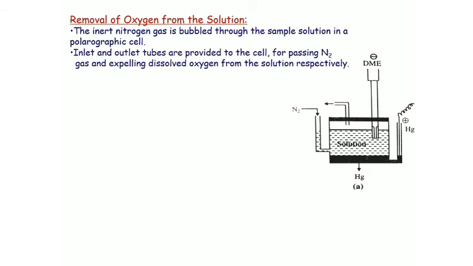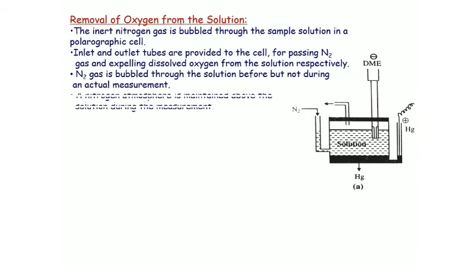Here inlet and outlet tubes are provided. Inlet tube and outlet tube. From the inlet tube, nitrogen gas is bubbled through the solution, and from the outlet tube, oxygen is bubbled out. So here in the polarographic cell, an inert atmosphere is maintained.